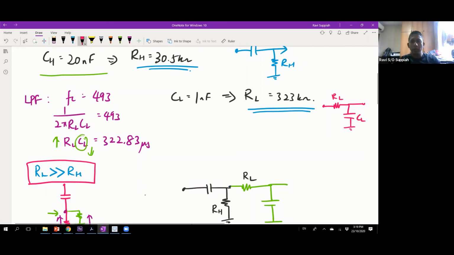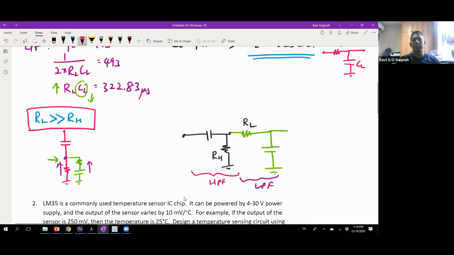When you combine everything together, this is your overall band pass filter. Let me put in the values. The values that you get here are 20 nanofarad here, 30.5 kilo ohm, and this is 323 kilo ohm, and this is 1 nanofarad. So rightfully this is already your band pass filter output.